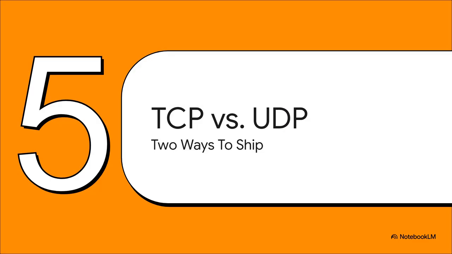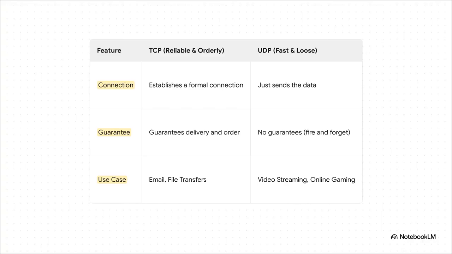Okay, let's jump back for a second to that quality control manager we talked about, the transport layer. Turns out, it actually has two totally different ways of doing its job. Two shipping options, you could say. They're called TCP and UDP. This table really breaks it down. On one hand, you've got TCP. Think of this like sending a certified package with tracking. It sets up a formal connection, it numbers every single piece, and it guarantees they all get there in the right order. It's perfect for things like email or file downloads, where every single bit has to be perfect.